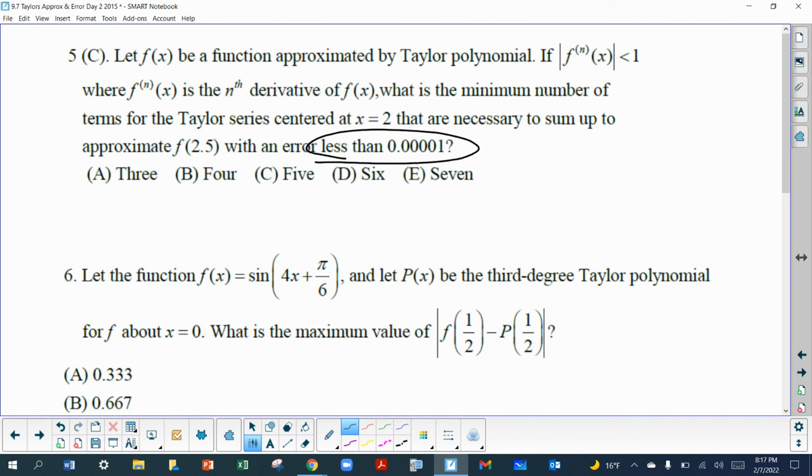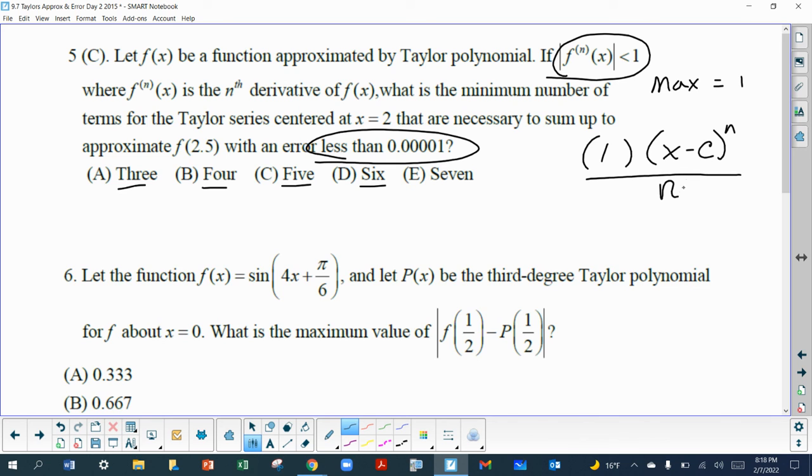With an error less than, that's the one I wanted. You are just going to have to try different degrees to see where you finally end up with a remainder that's less than 0.001. And in this one, I can see they're structuring. The derivative is always less than 1. So I'm going to set a max value equal to 1 for that derivative notation. So I'd have 1 times x minus c to the n plus 1 degree over n plus 1 factorial. And let's call this the r sub n remainder.